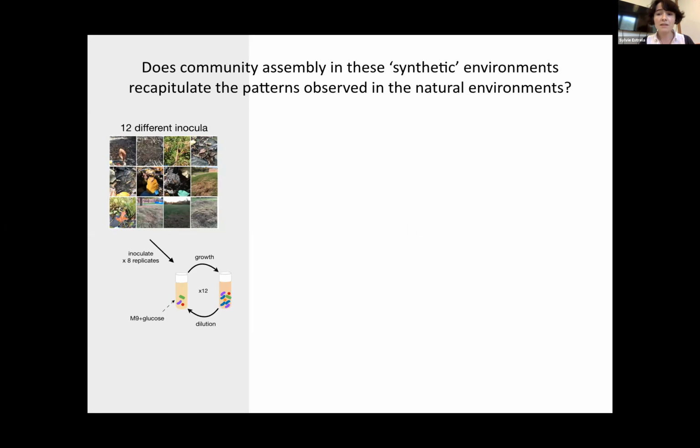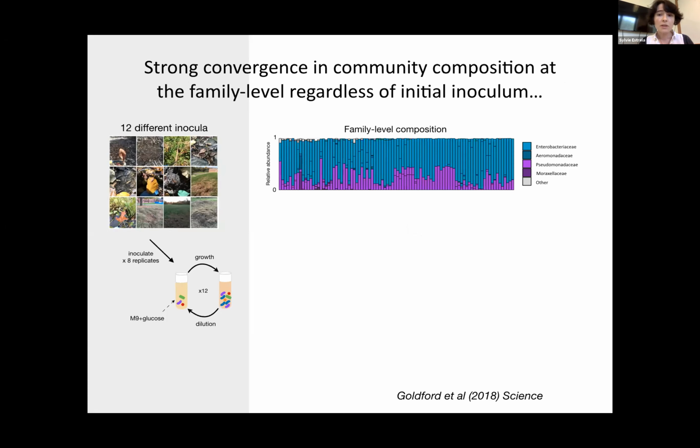And so what I'll show you next is the result of an experiment started with 12 different soil or plant species pools and inoculated into fresh minimal media with glucose as the single carbon source, and then passaged to fresh media every 48 hours for 12 transfers. And there are 8 replicates for each inoculum. And so shown here is the family level composition after 12 transfers for the 96 communities. So 12 inocula times 8 replicates.